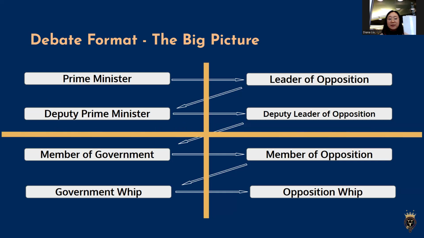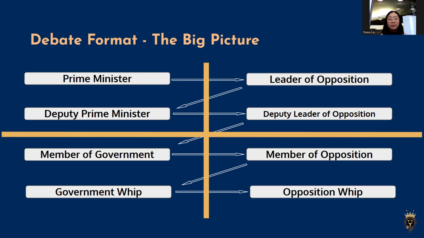So in BP debate, this is the big picture, or the order that the speakers will present their case, starting with the Prime Minister, going to the Leader of Opposition, then the Deputy Prime Minister, and then the Deputy Leader of the Opposition. This is what we call the front half of the debate. So the Prime Minister and the Deputy Prime Minister are on opening government, and on opening opposition are the Leader of Opposition and the Deputy Leader of Opposition, and they will go back and forth, and this is called the front half. And then we get to what we call the back half.